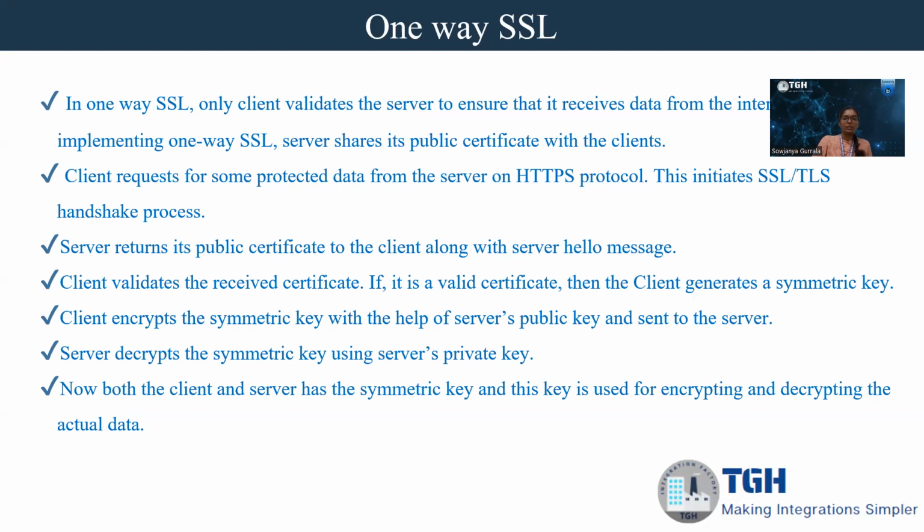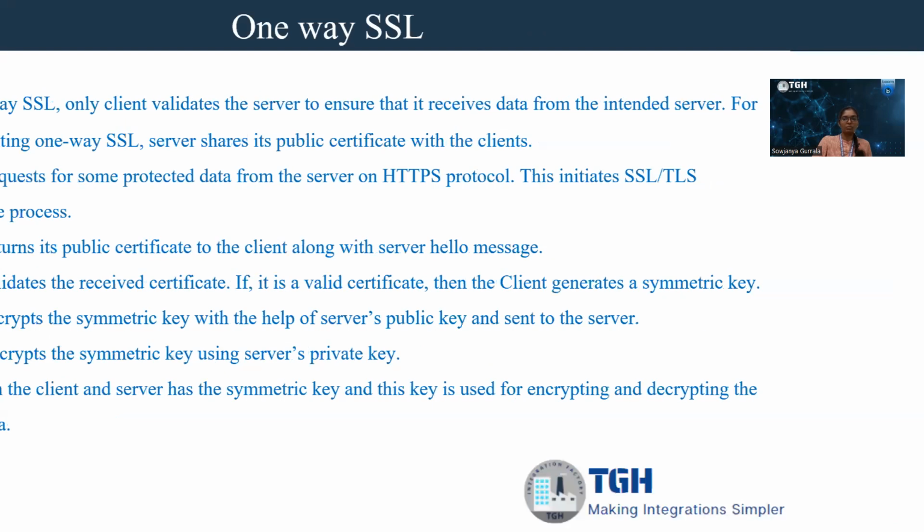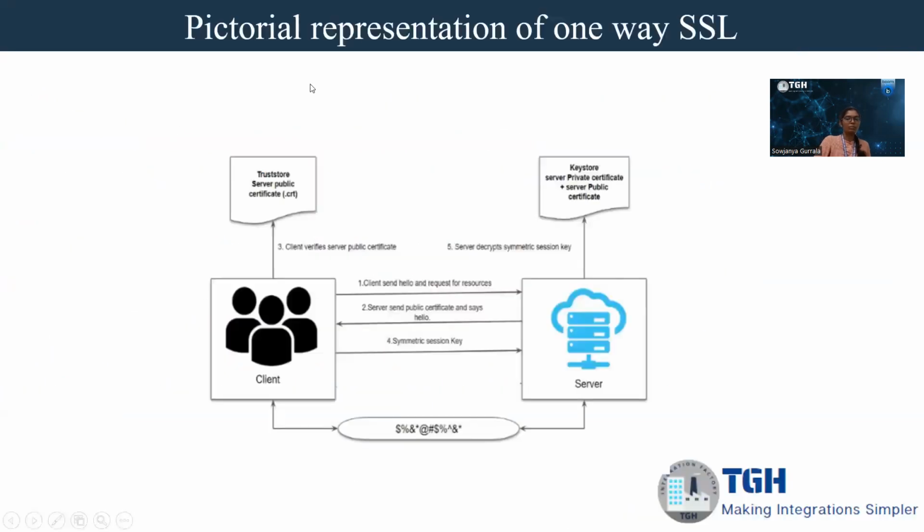So how exactly does this one-way SSL take place? This picture helps us understand the workflow of one-way SSL, so let me explain in detail. First, the client sends a request for resources on the server, which initiates the SSL handshake process. In the SSL handshake, there is a series of steps that has to take place before the actual data is transmitted between a client and a server.